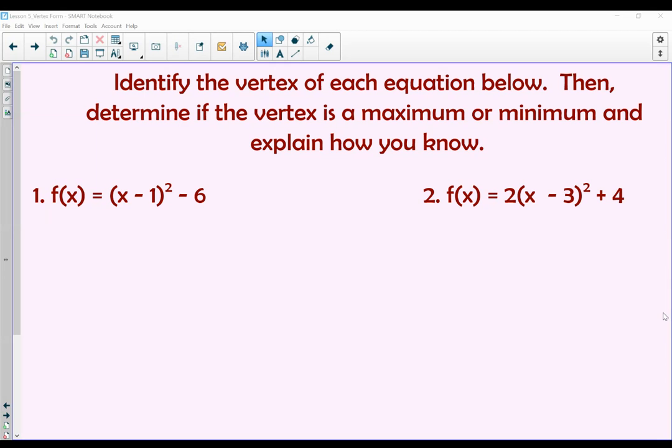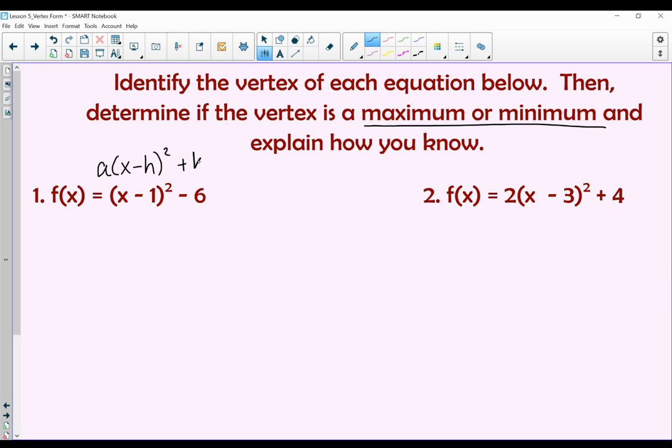All right, so now we are going to identify the vertex of each of the quadratic equations below, as well as determine if the vertex itself is a maximum or a minimum. So I'm going to kind of visualize the vertex form: A times x minus h squared plus k. I just want to visualize this in my mind and kind of line it up. That's the easiest way for me to identify my A, my H, and my K.